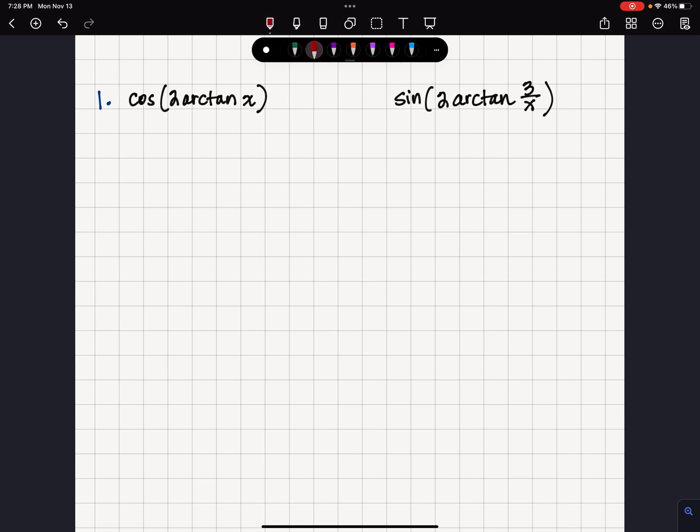So if I go back and think about it, arctangent of x is just another way to say theta. So really what this expression says is, what's the value of the cosine of 2 theta? Now it's got to be a little bit more detailed than that though. What is the cosine of 2 theta? Well, I'm going to go back to my knowledge of inverse trig functions, just this guy right here, arctangent of x.